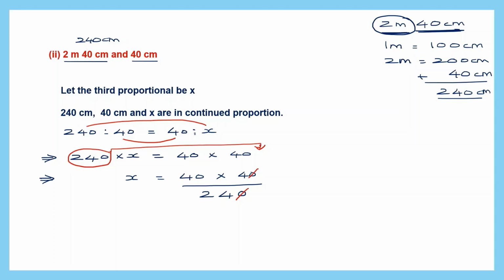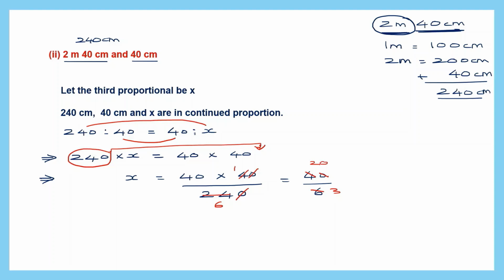Now I can cancel 4 and 24. 4 ones are 4 and 4 sixes are 24. So now what do we have? In the numerator we have 40 into 1, which is 40, and then we have 6 here. Now we can reduce this to the lowest term again. We can cancel both by 2. 2 threes are 6, then 2 twos are 4, and this 0, so that's 20.